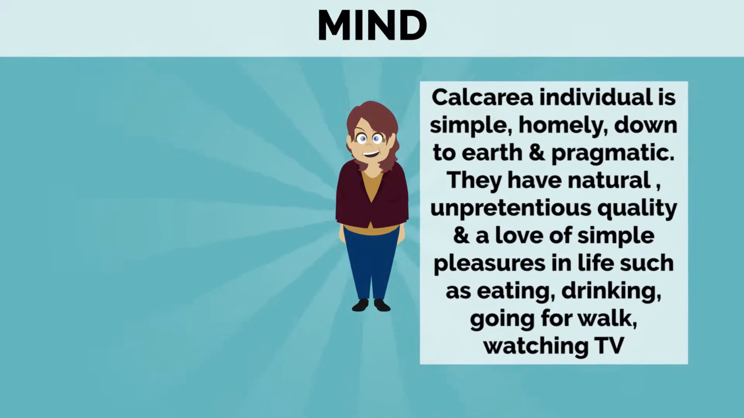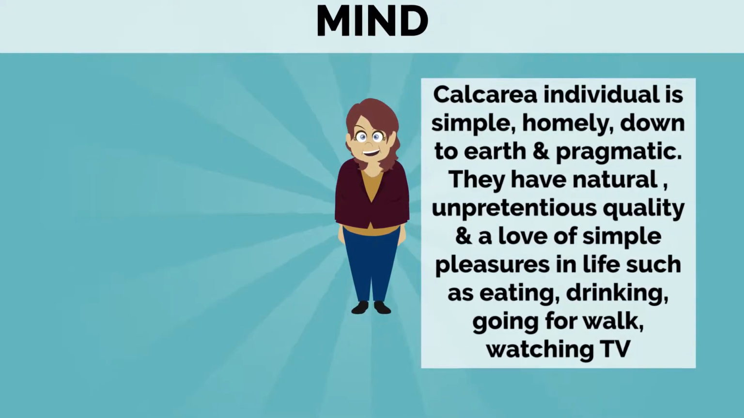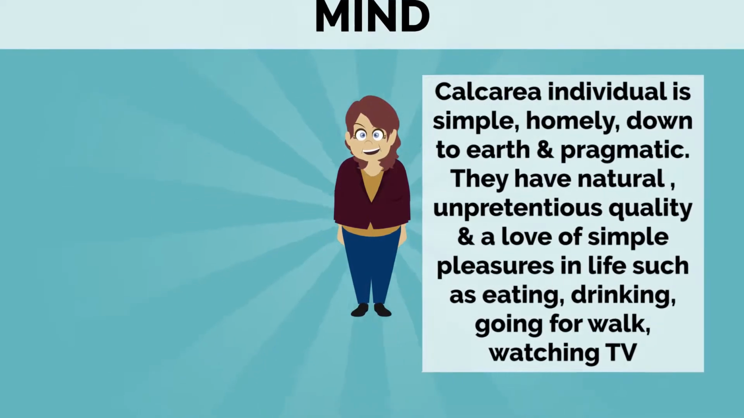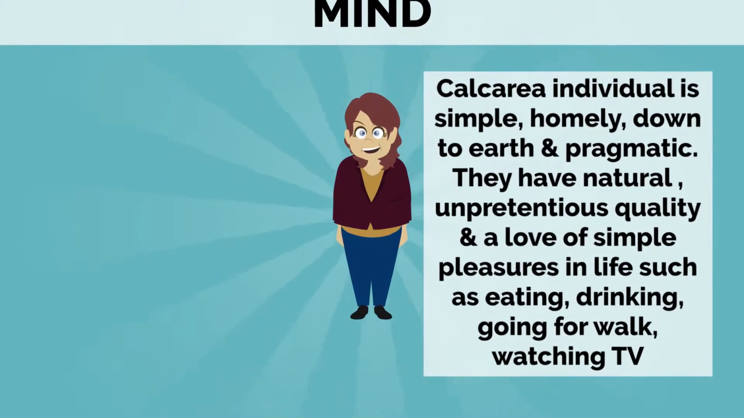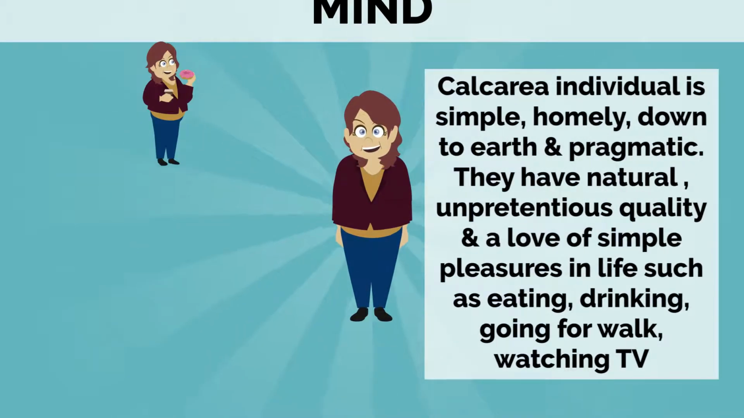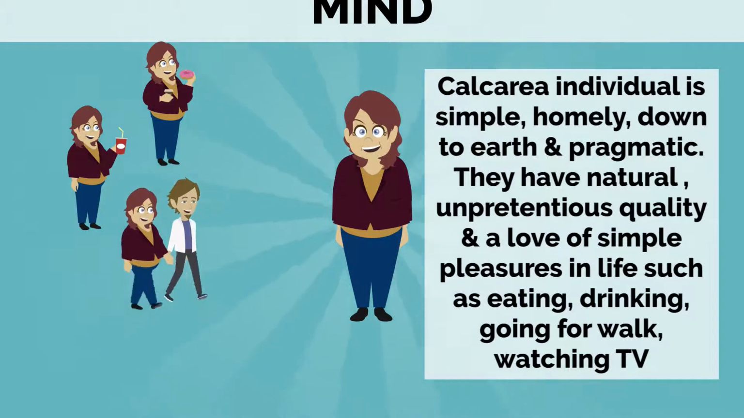Calcarea individual is simple, homely, down to earth and pragmatic. They have a natural, unpretentious quality, and a love of simple pleasures in life, such as eating, drinking, going for a walk, watching TV.